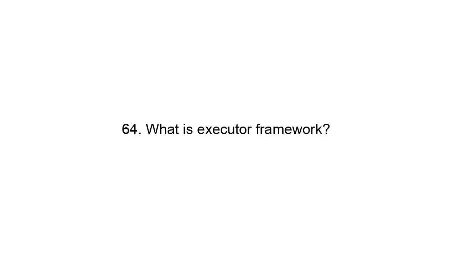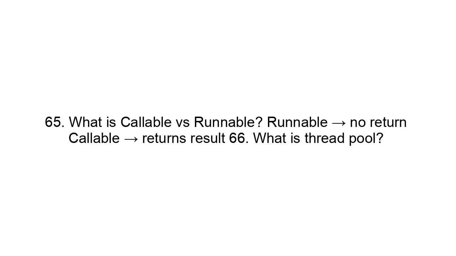61. What is synchronization? Prevents race conditions. 62. What is deadlock? Two threads waiting forever. 63. What is the volatile keyword? Ensures visibility of variable changes. 64. What is the executor framework? Manages thread pools. 65. Callable versus Runnable? Runnable means no return. Callable means returns result.